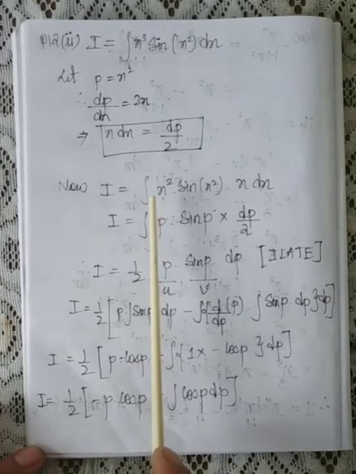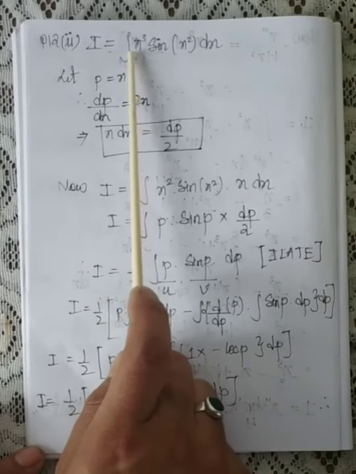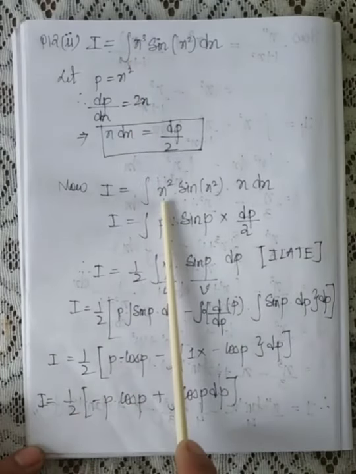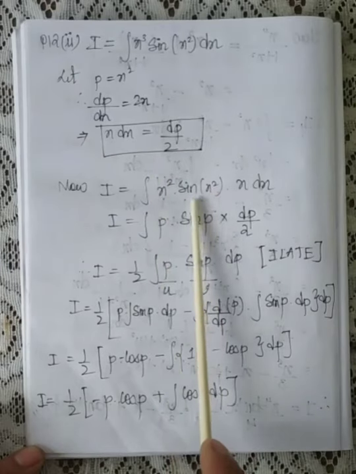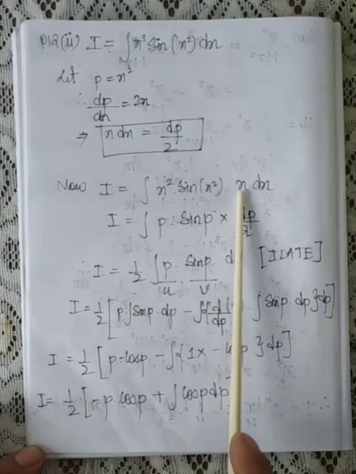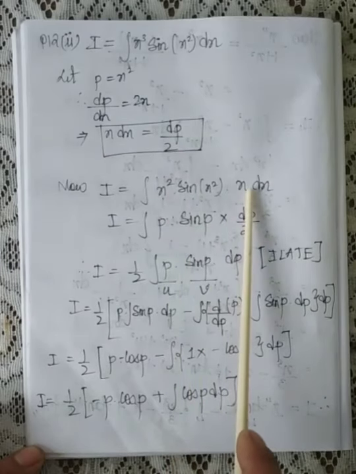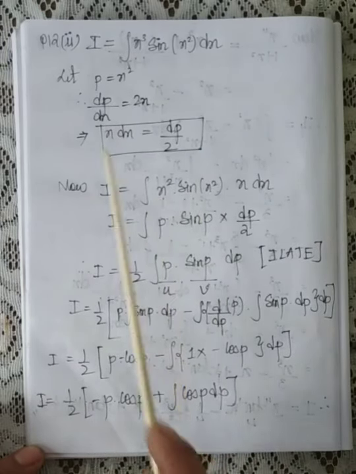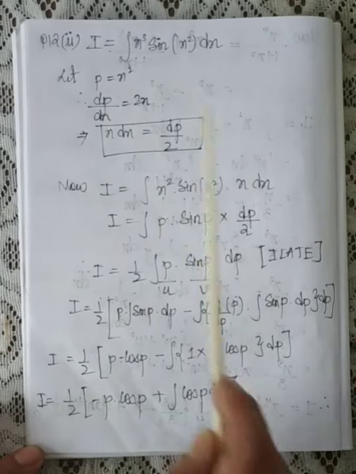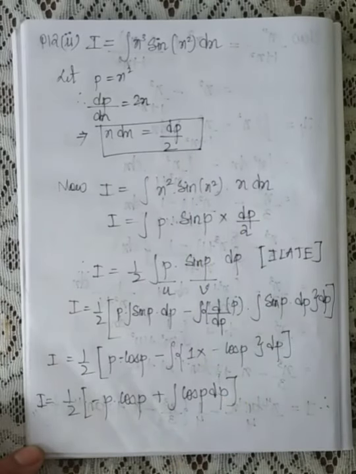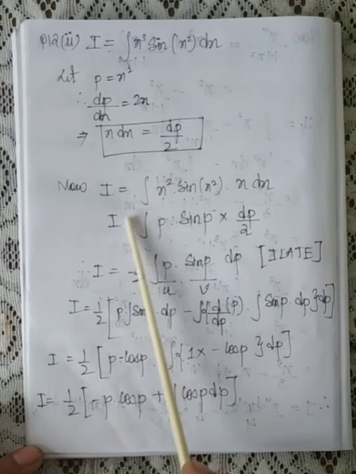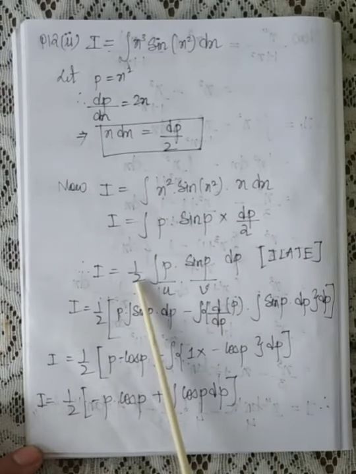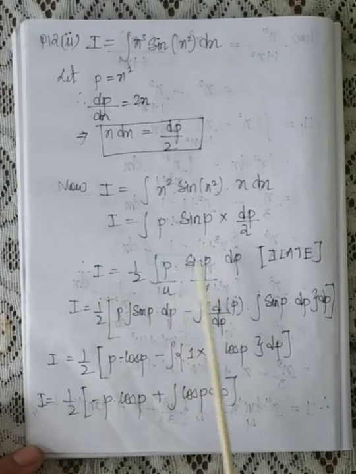Now come back to I. So we have x cube, right? So how I can break this as x square into x sine x square into x dx, because x square into x will be x cube. The reason I'm doing this is because I know x square is p, and x dx will be dp by 2. The whole integral will be in terms of p now. Which means this 1 by 2 constant, so integration p into sine p dp.